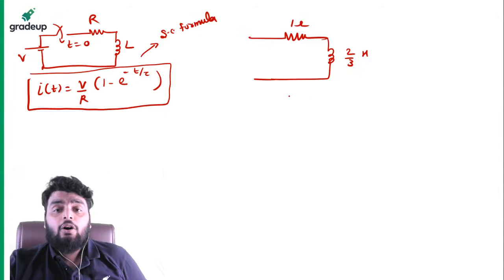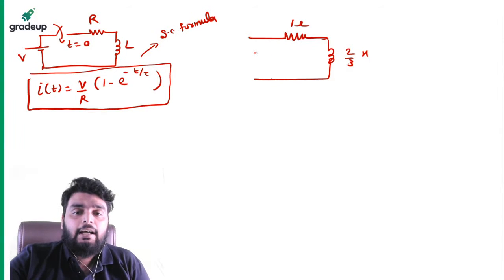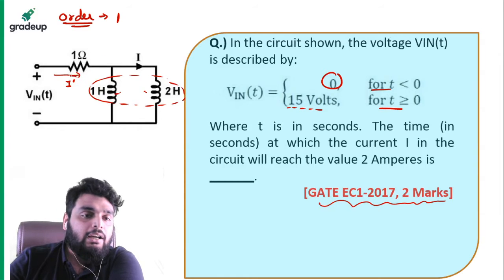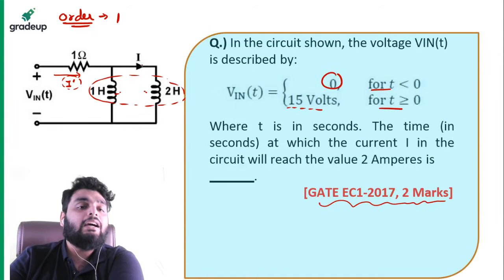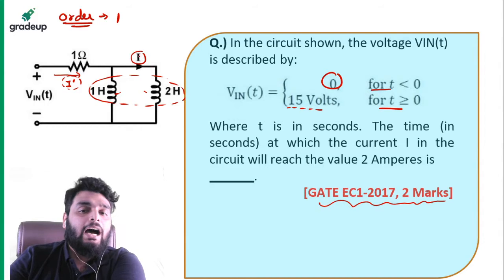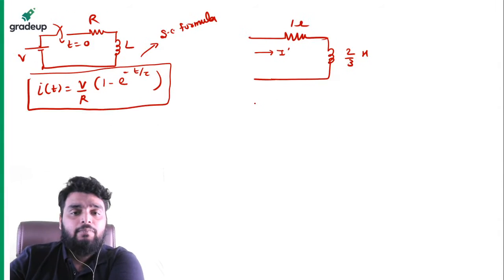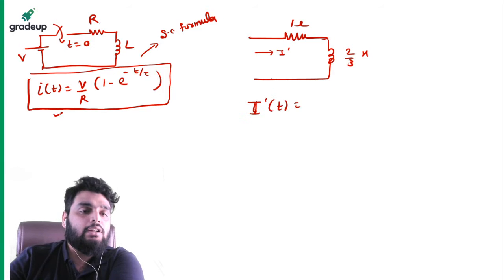Okay, so first I will find out the current I dash here. If I am able to find out the current I dash, then I can use the current division rule to find out I. Okay, yes or no? So what will be the I dash here? I will use this formula.